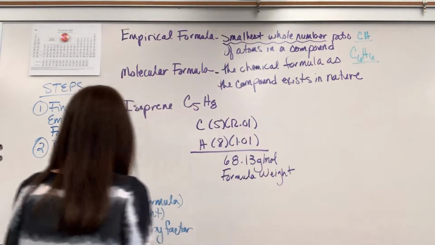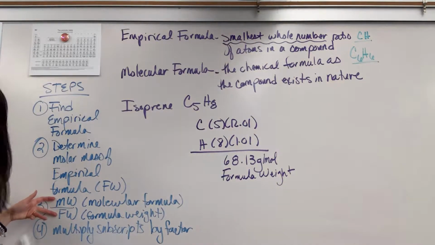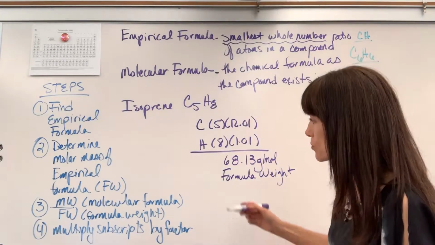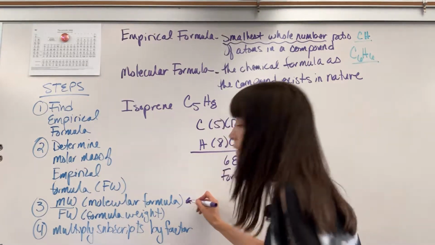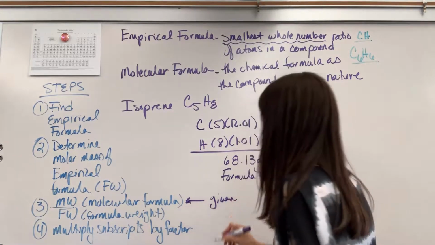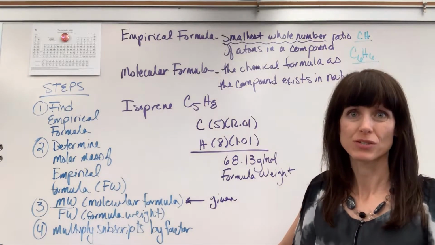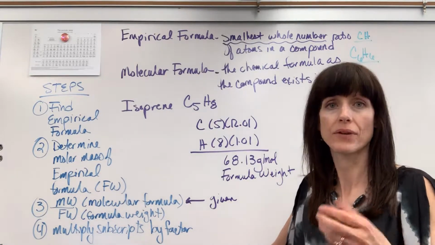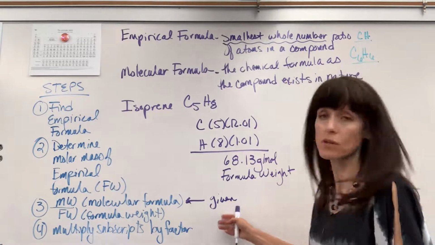Now what we're going to do is simply divide the molecular weight by the formula weight. Now the molecular weight, really important, this has to be given to you. It comes from mass spectrometry. There's going to be a spectra that determines the mass of that compound as it exists in nature. So this will be given.